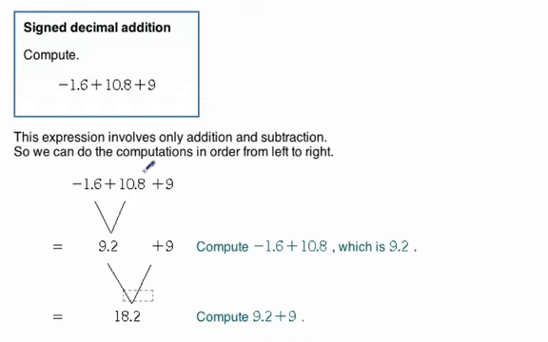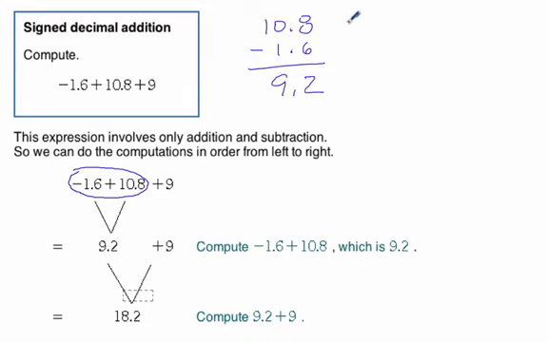So our first step is to look at the first two. We just go from left to right, and we see that the signs are different. Different signs means we subtract. So it's 10.8 minus 1.6. Subtracting, we get 9.2. The biggest number gives the sign. 10.8 is the biggest number. It's positive, so that's a positive 9.2.